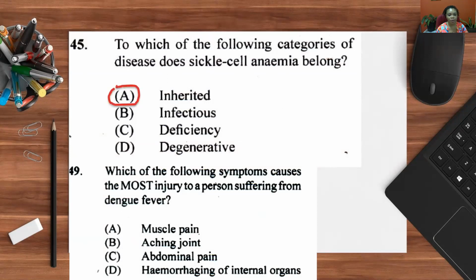Inherited. Which of the following symptoms causes the most injury to a person suffering from dengue fever? So you have muscle pain, aching joint, abdominal pain, and hemorrhaging of internal organs. So the answer, the most injury, would be hemorrhaging of internal organs. So that's hemorrhagic dengue fever, when you bleed out.